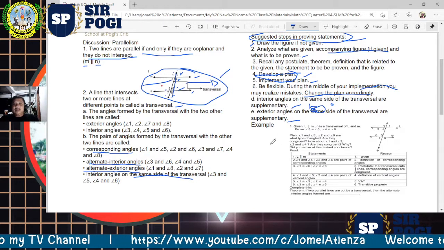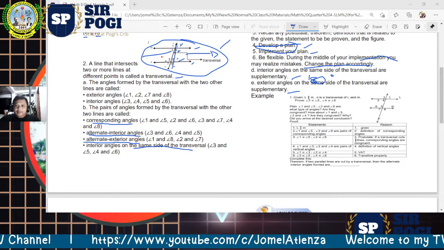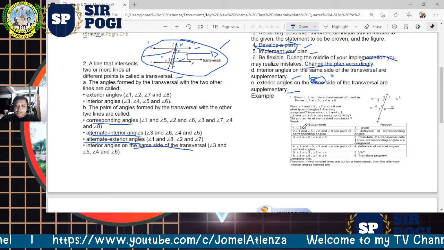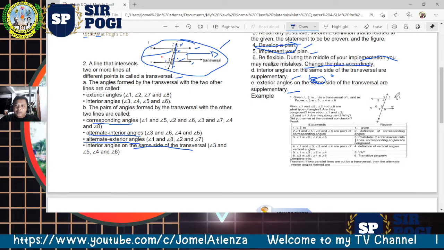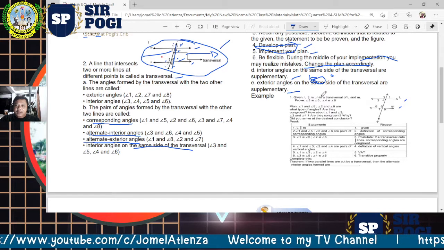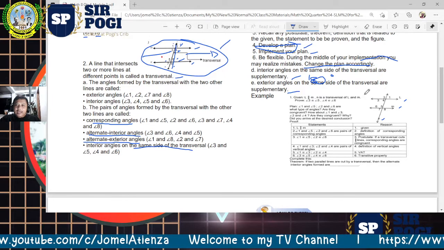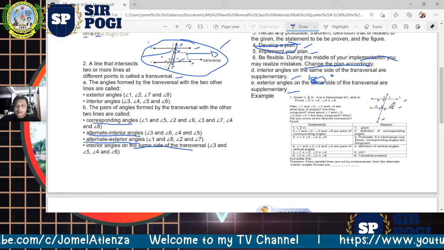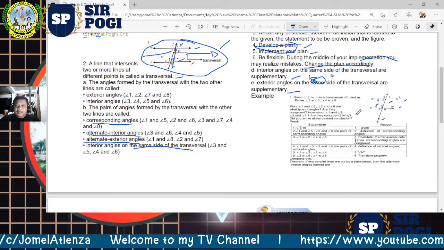Okay? Let us now look at a given. So, here is the given. Given is L is parallel to M. Ito yung L, then ito yung M, line L and line M, which N is the transversal. So, prove that angle 3 is congruent to angle 5, and then angle 4 is congruent to angle 6.